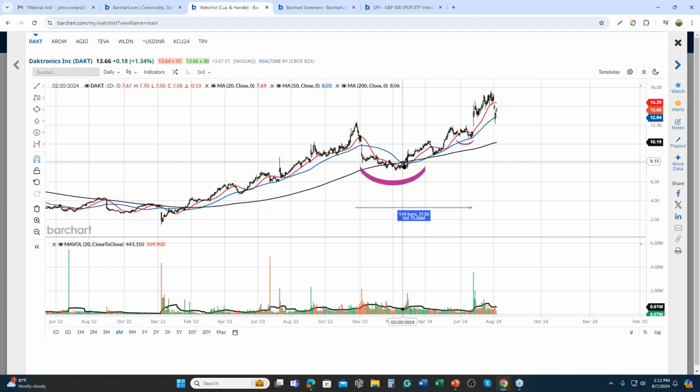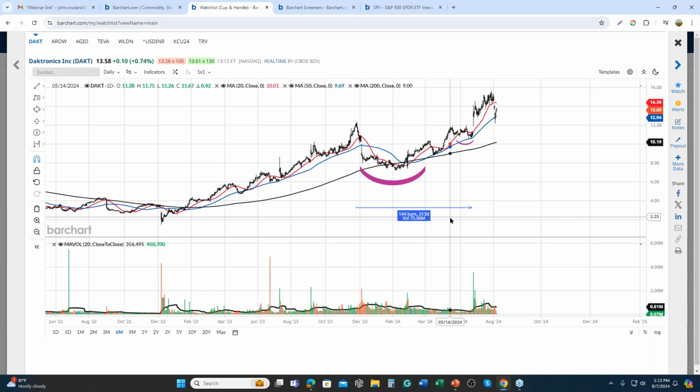The duration. The duration for these patterns typically takes somewhere between 7 to 65 weeks. So the point being here, for instance, in this one, this happened over 213 days, or about 42 weeks. So the point here is that cup and handle patterns take a long time to develop.